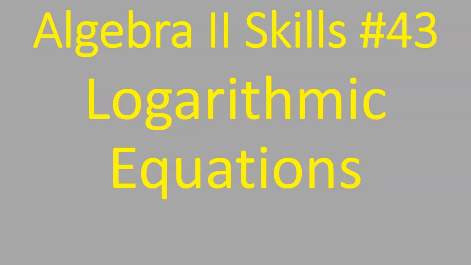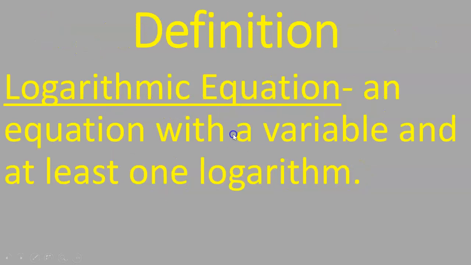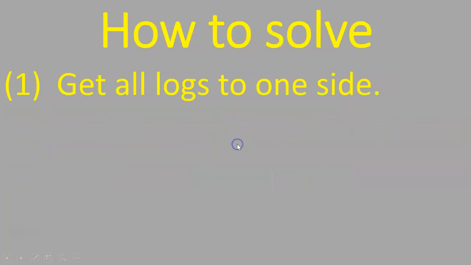Algebra 2 skills number 43, logarithmic equations. Let's get you a definition here. A logarithmic equation is simply an equation that has a variable and at least one logarithm. Often you have multiple logarithms. If so, you want to generally get those to one side.